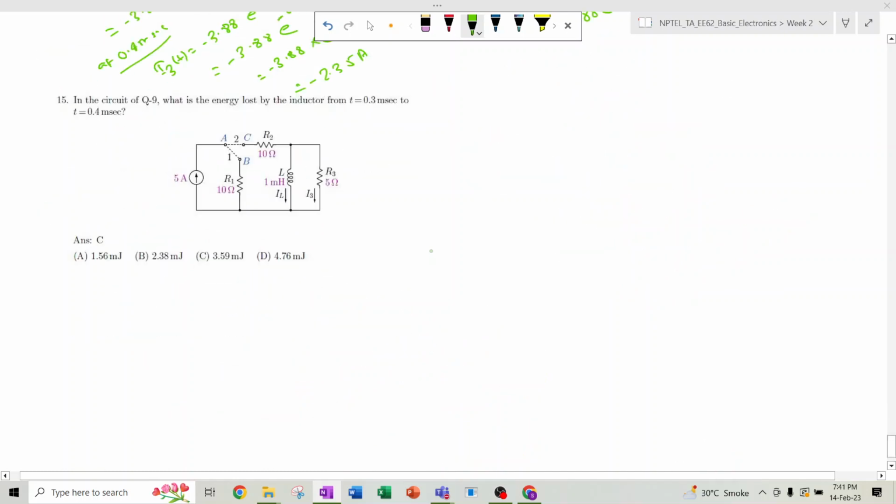Okay. So this is the final question. In the same circuit, what is the energy lost by the inductor from t equal to 0.3 millisecond to 0.4 millisecond?